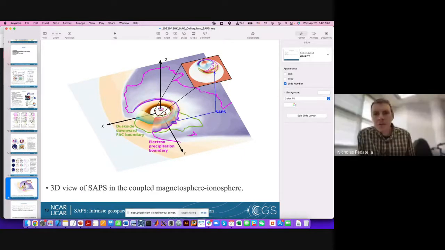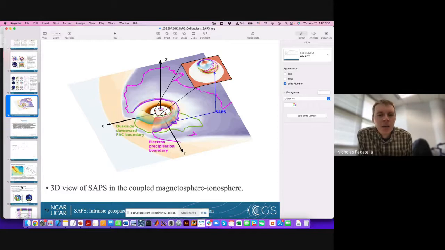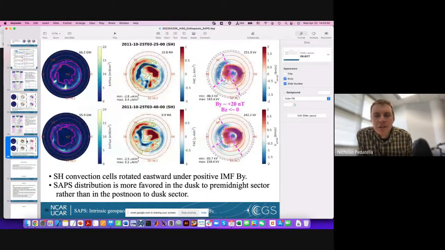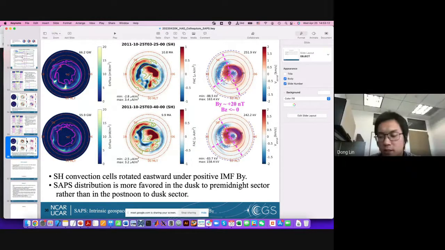Any other questions for Dong? If not, then I will ask one. In the last part you showed the hemispheric asymmetry. Is there any observational result showing this, or is this so far just what you see in the model? I don't think it's just something in the model.